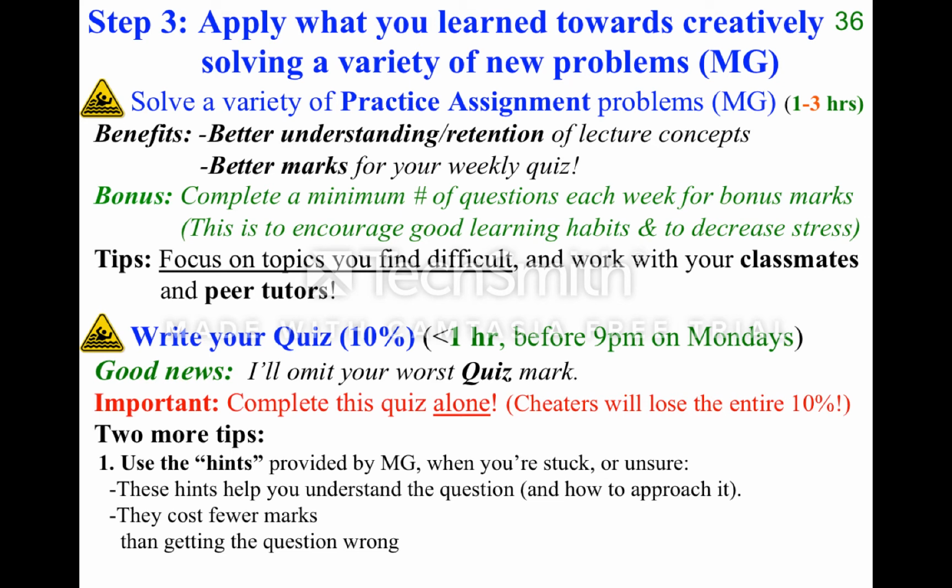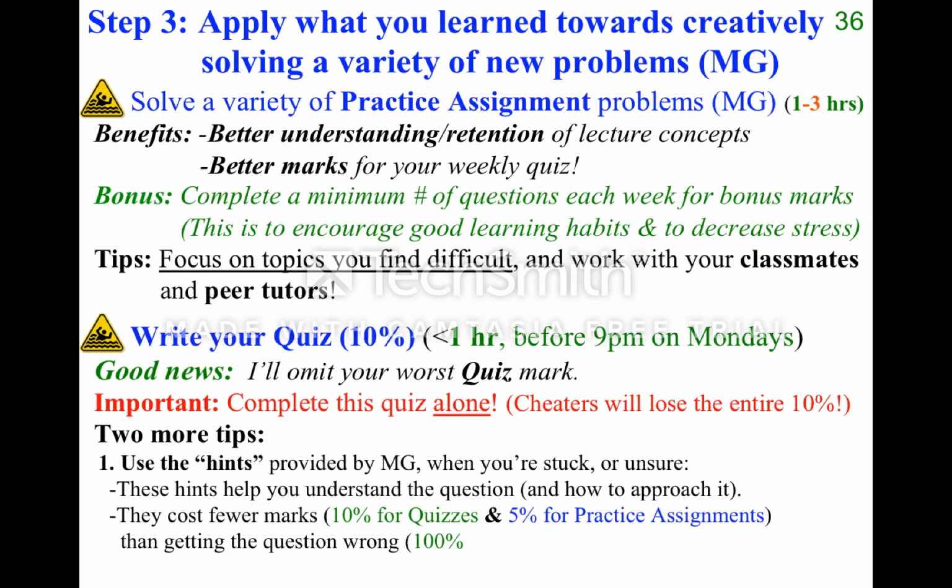And the reason why you should use them is because they cost a lot fewer marks than getting the question wrong. For example, for the quiz, using a hint only costs you about 10% of what that question is worth. Whereas if you were to just guess at it and get it wrong, you lose the full mark right away. All right, so it's worth it to use every single hint rather than to get it wrong.